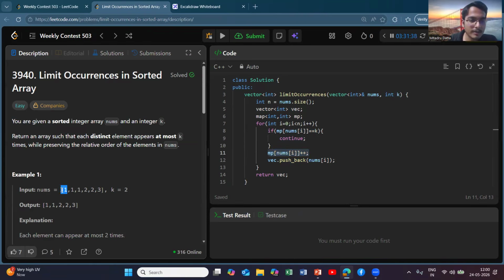So for the first one, when it encounters it, it will see that map of 1 is 0. So it will increment map of 1 to 1, and it will push back 1 into your answer. Okay. Then the second time, it will again do the same thing, and map of 1 will be 2. Okay. Then when it encounters the third one, it will see that map of 1 is already 2. So you cannot increment anything. So you just continue with it. You cannot push back anything more in your answer. So in this way, the third one will be skipped, and the other values will simply be added. Okay, so yeah, you can do this. I guess it was pretty simple only. Let's move on to the next question.